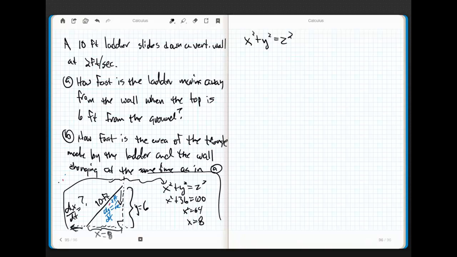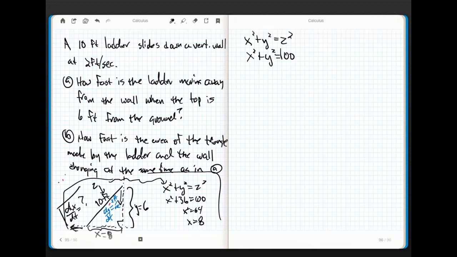Because if it's not changing, it's a free piece of information. You get to throw that piece into the equation, which makes it really useful. Well, the ladder, this is z. Z doesn't change. The length of the ladder doesn't change. So I get a free piece of information. X squared plus y squared equals 10 squared, affectionately known as 100. I have taken this as far as I possibly can.